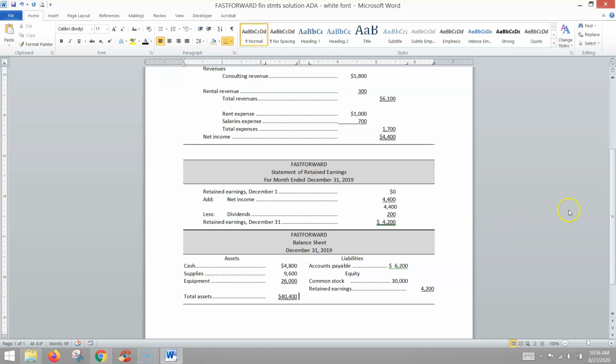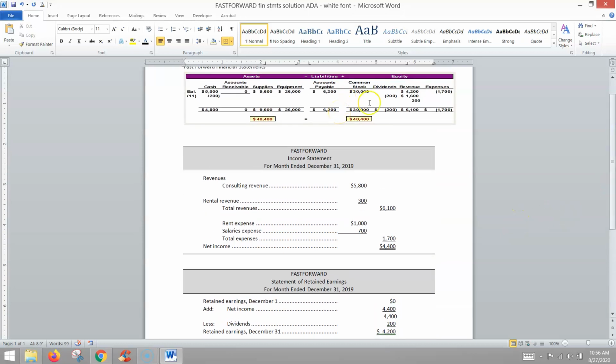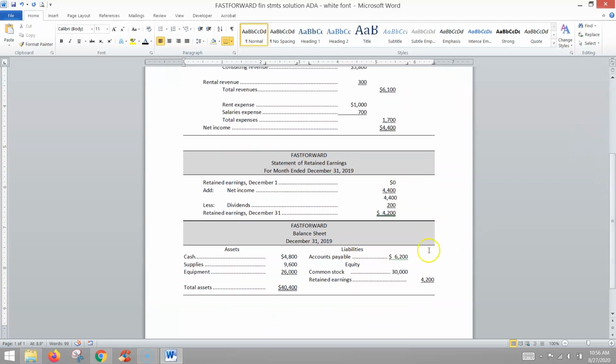We had one liability account, accounts payable, so we're going to list that. And we have our common stock of $30,000. We're going to list that in the equity section. Our retained earnings comes from the statement of retained earnings. Then we're going to give it total of total liabilities and equity. And as you can see, total assets equal total liabilities plus equity.